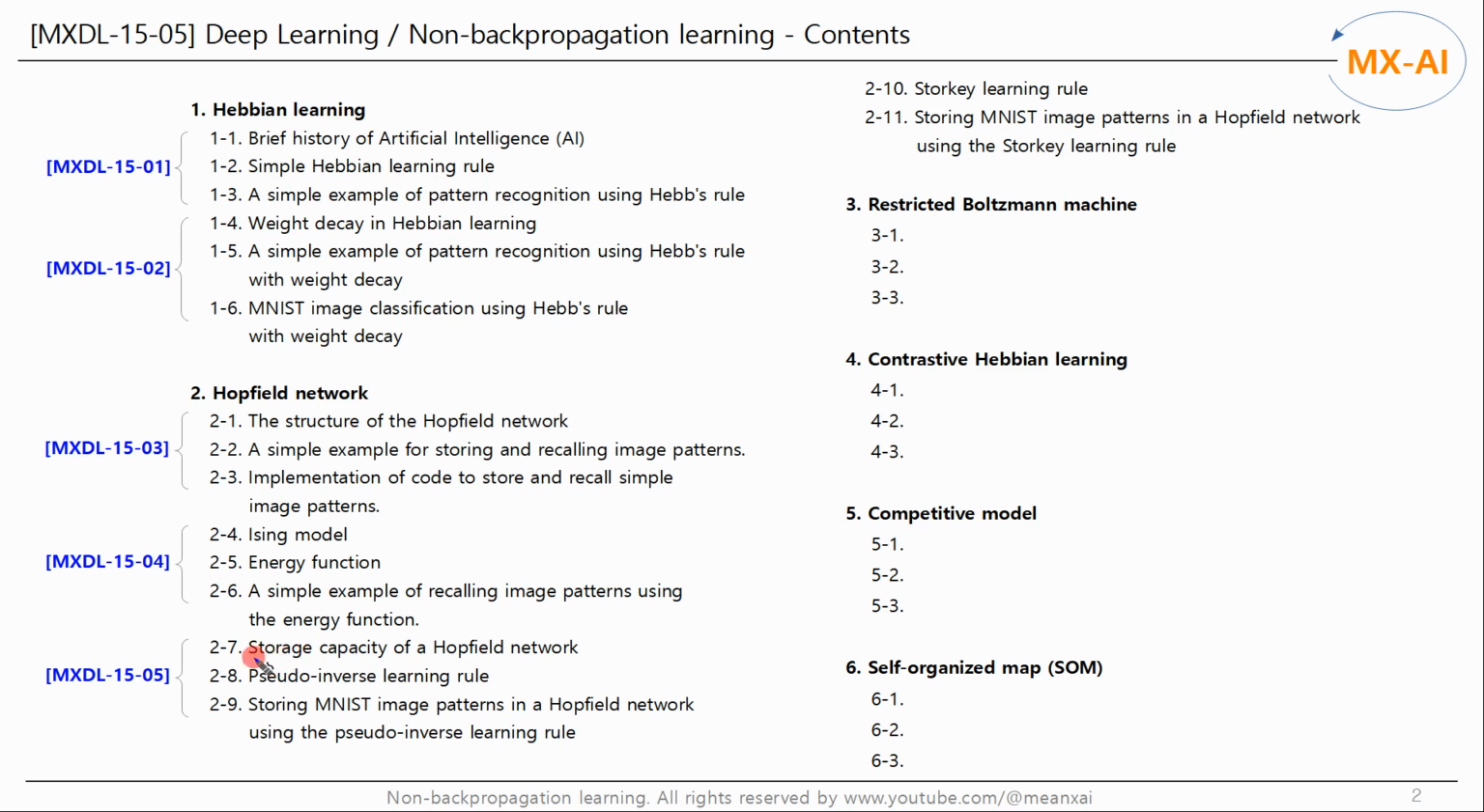In this video, we will look at the storage capacity of the Hopfield Network. And then, let's look at the pseudo-inverse learning rule to greatly increase the storage capacity. Finally, we will implement code to store and retrieve MNIST image patterns from a Hopfield network using the pseudo-inverse learning rule.